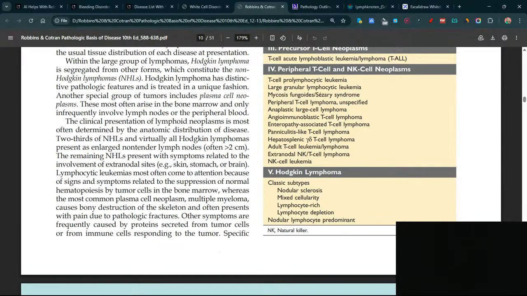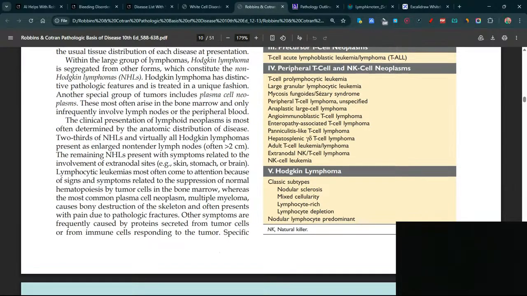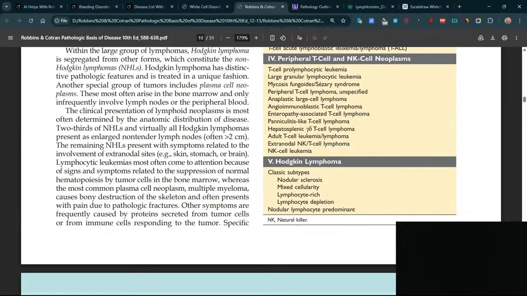Lymphocytic leukemias most often present because of signs and symptoms related to suppression of normal hematopoiesis by tumor cells in the bone marrow, whereas the most common plasma cell neoplasm, multiple myeloma, causes bone destruction and often presents with pain due to pathologic fracture. Other symptoms are frequently caused by proteins secreted from tumor cells or from immune cells responding to the tumor.